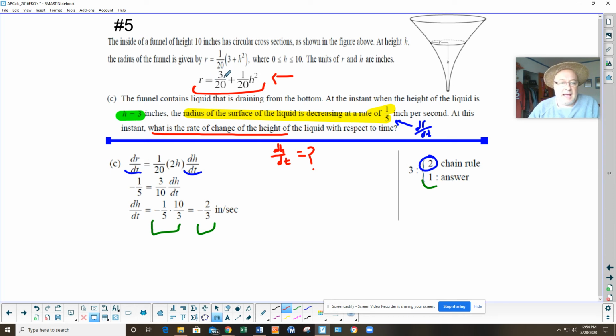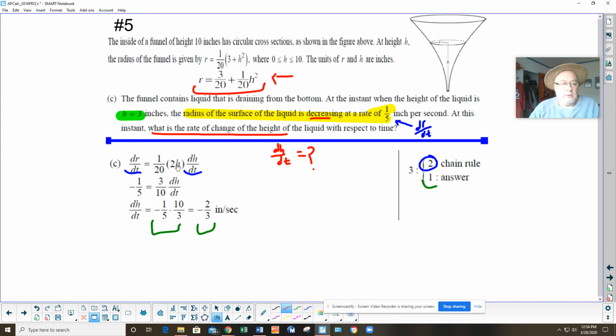Well, 3/20ths is a constant, that's 0. And then this is just power rule, bring the 2 in front, you get 2/20ths, or 1/10 when you simplify it all out, and then multiplied by h, because you lower the exponent to 1. And then don't forget, it's a chain rule problem. Whenever you do related rates, you need to tack on your dh dt. Now, dh dt is the unknown, so that's the thing we're going to be solving for. dr dt is 1/5, so you put in 1/5. But be careful here, it is decreasing. So it's actually a negative 1/5. That's a very common mistake. And then 2/20 is 1/10.